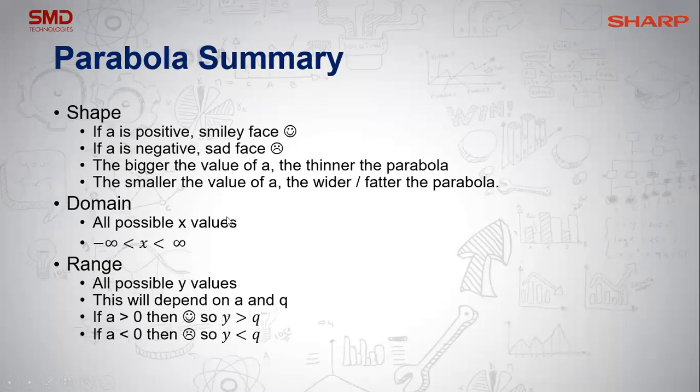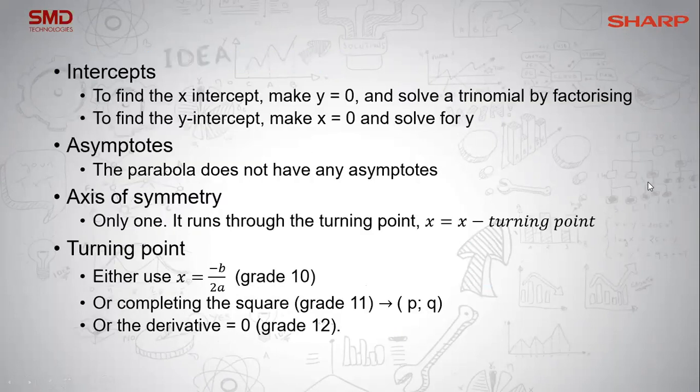Now your domain is all possible x values, but your range will be cut off by the fact that your parabola turns. So it will either be like there or like so, and then it'll be above. Okay, so that's just the two things to note with your parabolas. And then of course your intercepts you can solve by factorizing. Your parabola doesn't have asymptotes. It only has one axis of symmetry, and that is your x turning point. So whatever your p value is, whether it's 0 or plus 3 or negative 3 in our example.